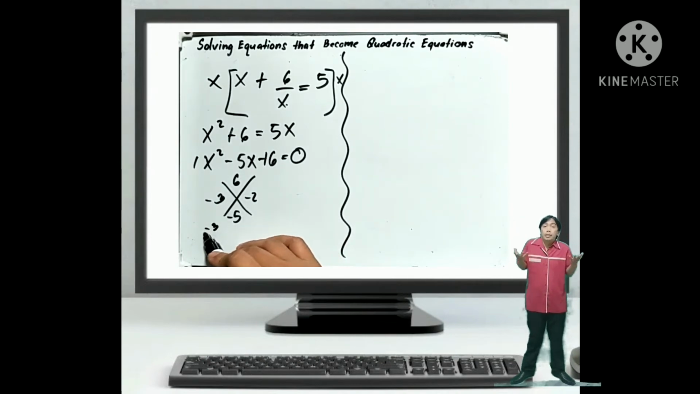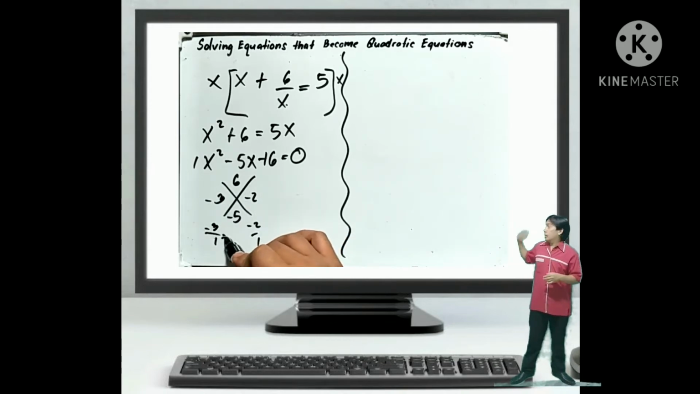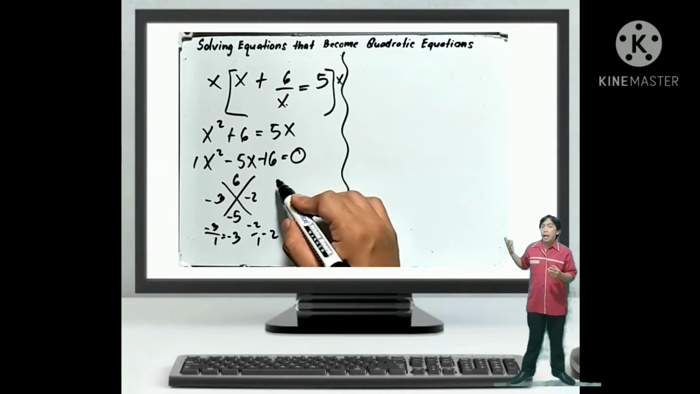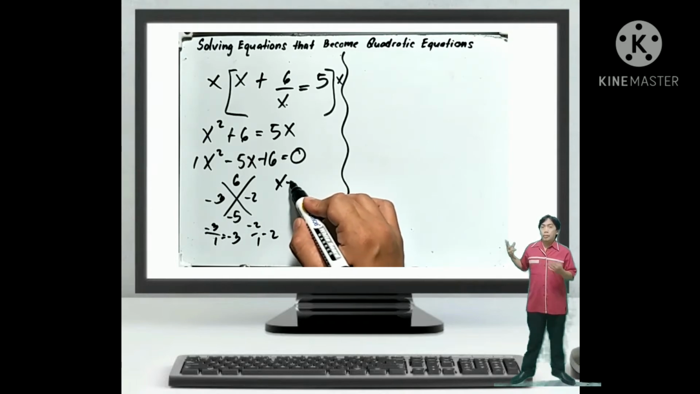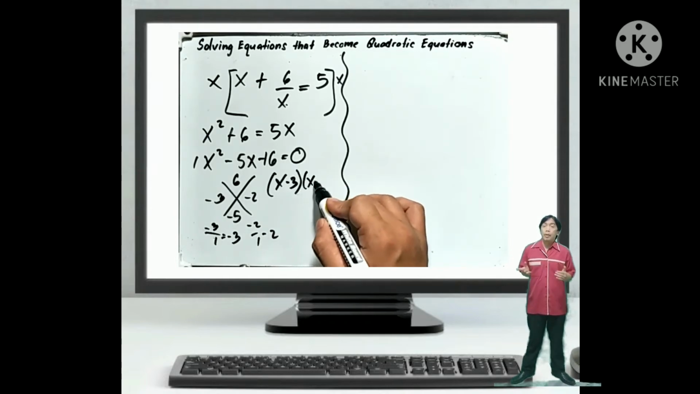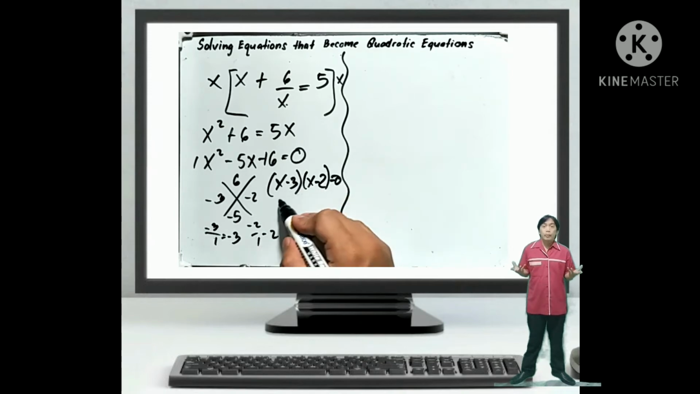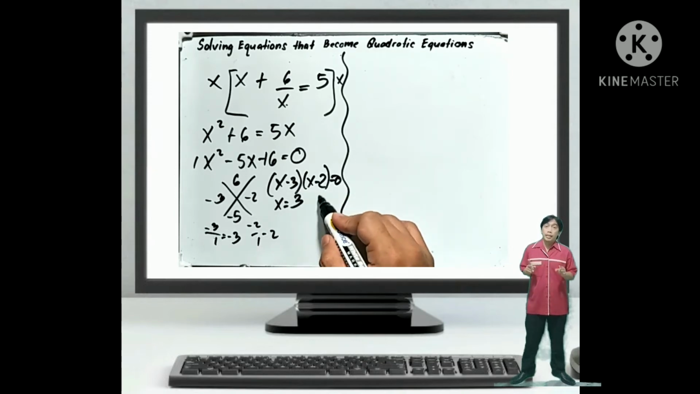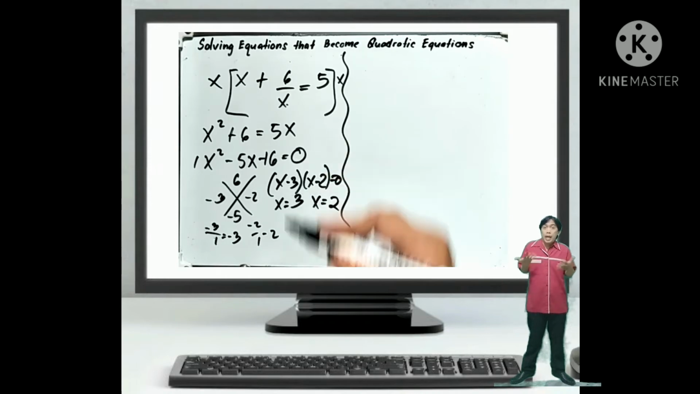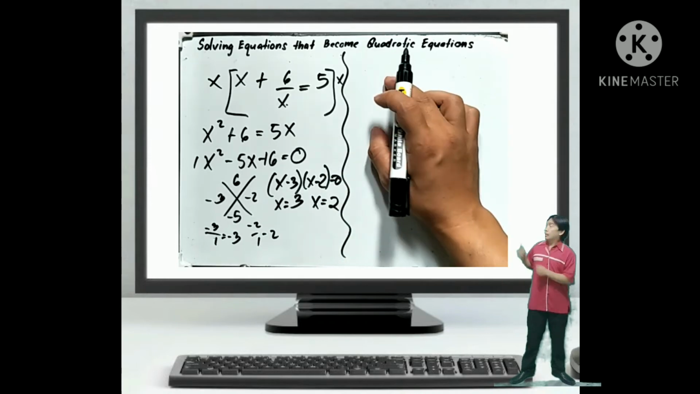So dividing both by the first term, we have negative 3 and negative 2. So the factors are x minus 3 times the quantity x minus 2 is equal to 0. So x is equal to positive 3, then the other is x is equal to positive 2. As simple as that. Then this is the alternative way.